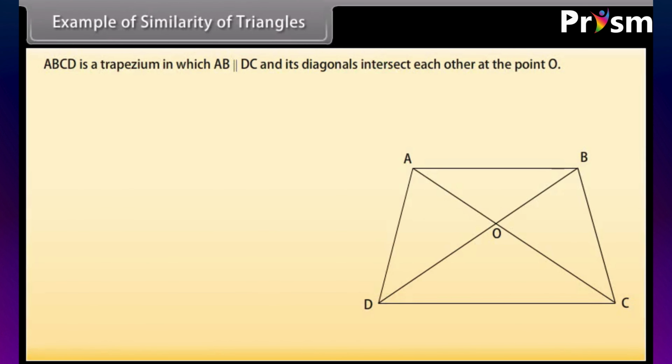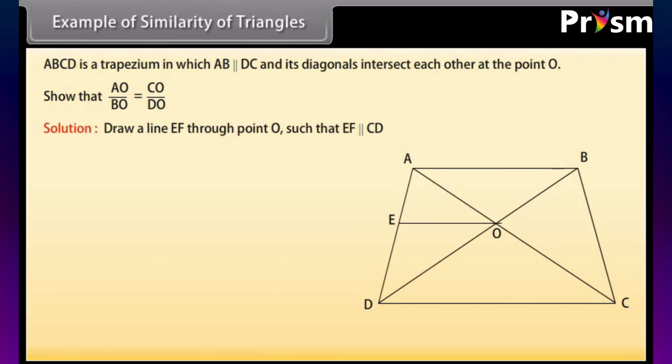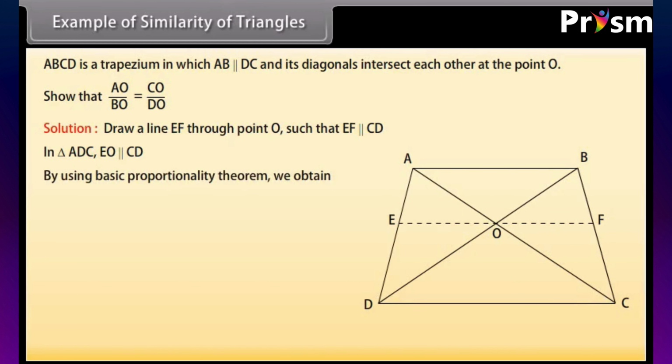ABCD is a trapezium in which AB is parallel to DC and its diagonals intersect each other at the point O. Show that AO upon BO equals CO upon DO. Draw a line EF through point O such that EF is parallel to CD. In triangle ADC, EO is parallel to CD. By using the basic proportionality theorem, we obtain AE upon ED equals AO upon OC.